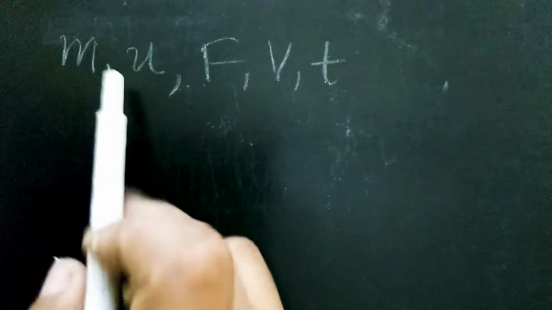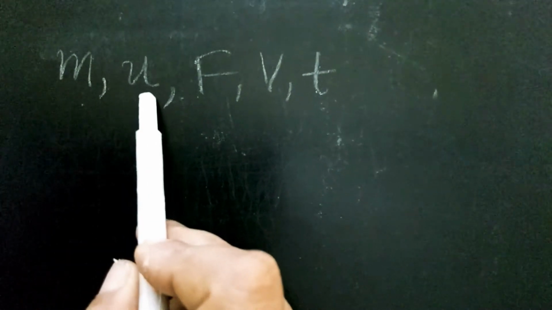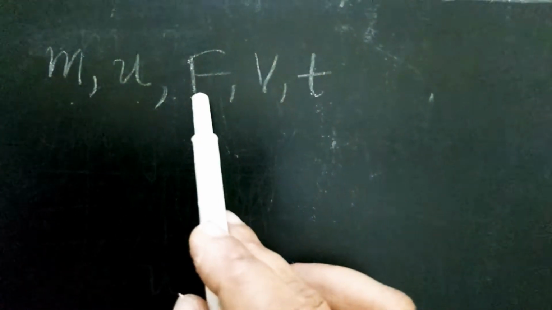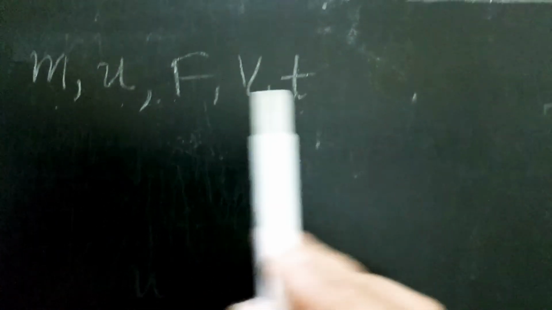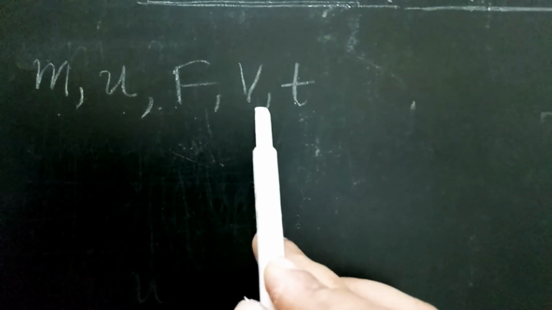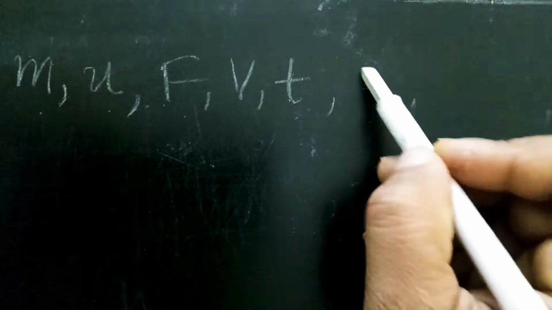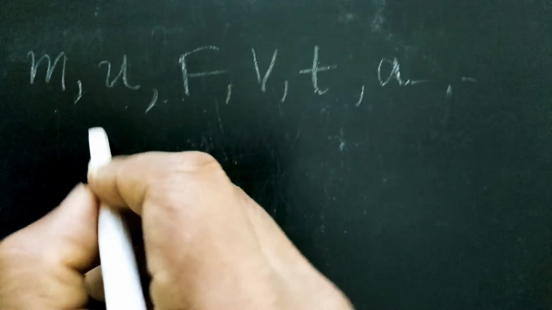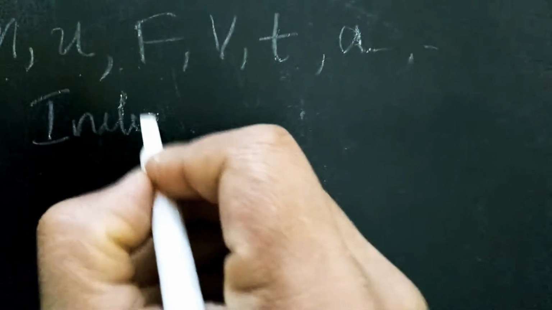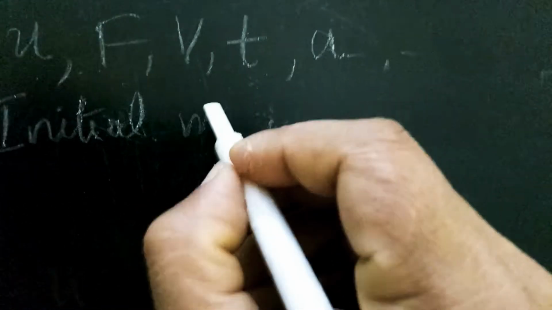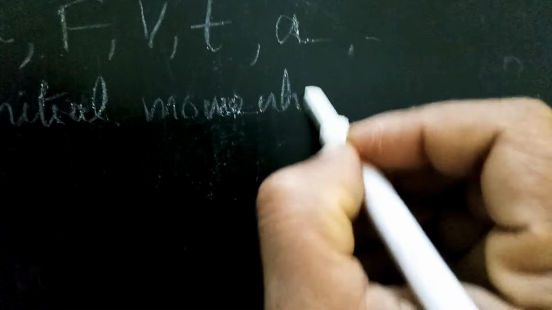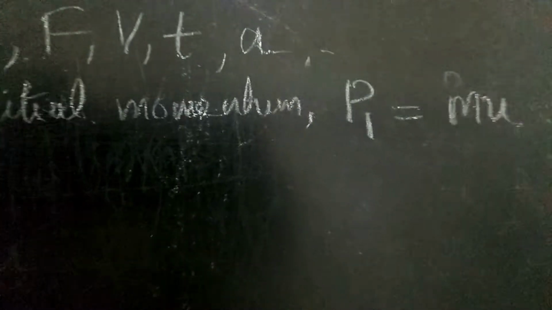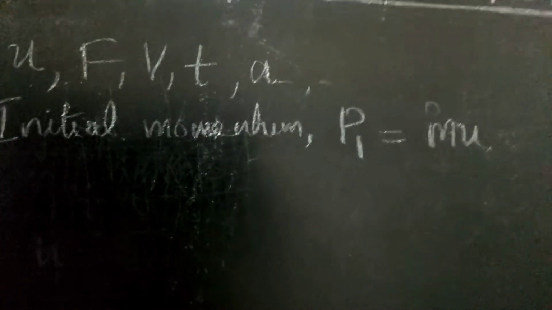So consider an object having mass m moving with an initial velocity u. A constant force F is applied for a time t so that its velocity changes to v. It has a uniform acceleration a. So its initial momentum P1 is equal to mu.